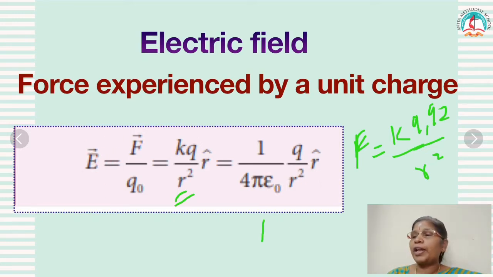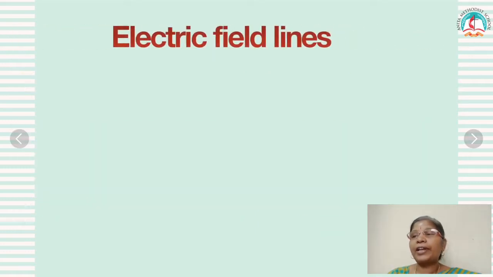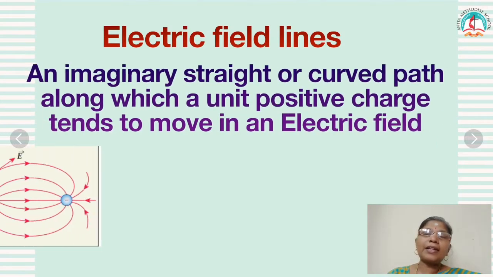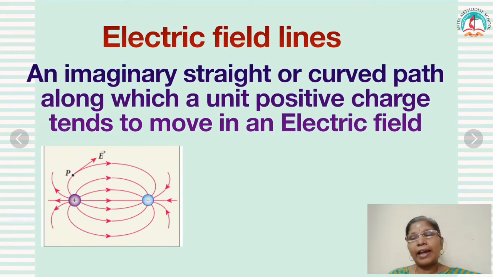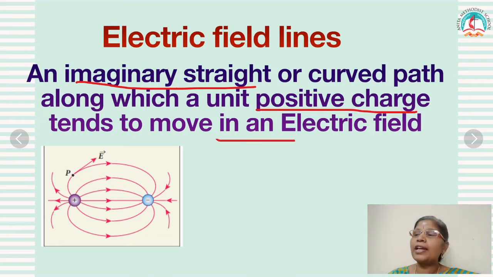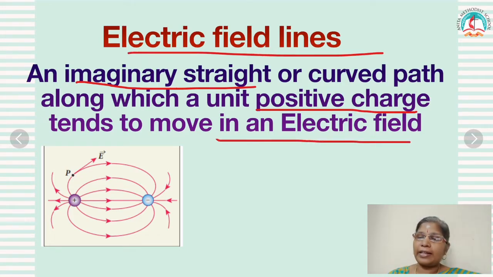The unit of electric field is N C power minus 1. Electric field intensity and electric field strength are all the same. It is a vector quantity. Then electric field lines are the lines of force. It is an imaginary straight or curved line along which a unit positive charge moves inside the electric field, and that gives you the electric lines of force.